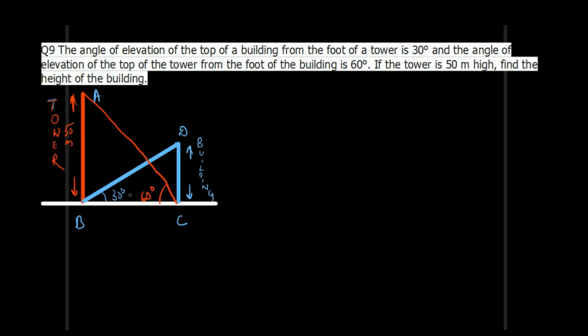So now in the figure you can see there are two clear triangles. One is triangle ABC. In this triangle you are given the height of the tower, that is 50 meter, and also the angle 60 degree is given to you. So from this, we can find the base BC, the distance between the tower and the building. Why do we need to find this distance?